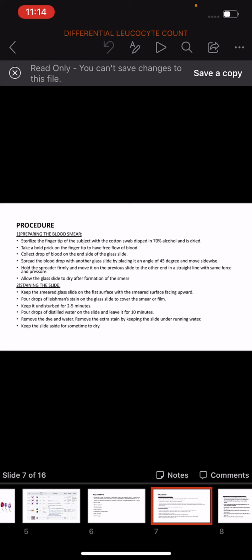Then we have the second step, which is staining the slide. Keep the smeared glass slide on a flat surface with the smeared surface facing upward. Pour drops of Leishman's stain on the glass slide to cover the smear or film. Keep it undisturbed for 2 to 5 minutes. Pour drops of distilled water on the slide and leave it for 10 minutes. Then remove the dye and water. Remove the extra stain by keeping the slide under running water. Then keep the slide aside for some time to dry.